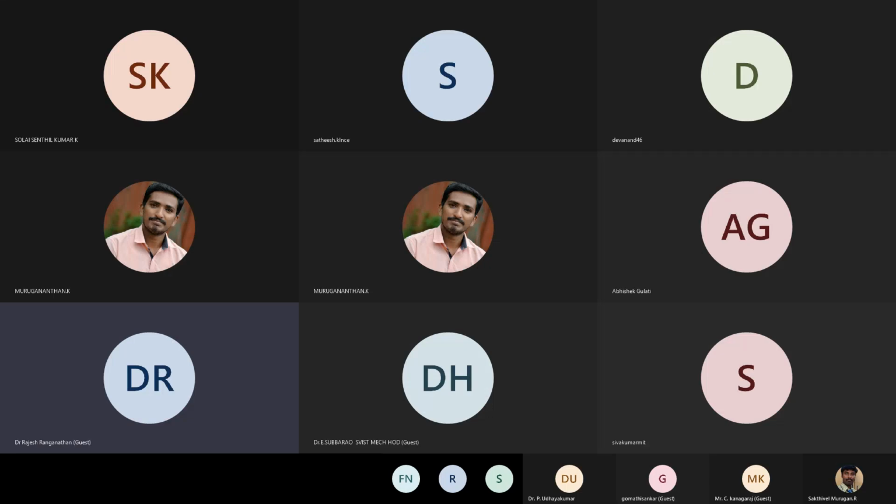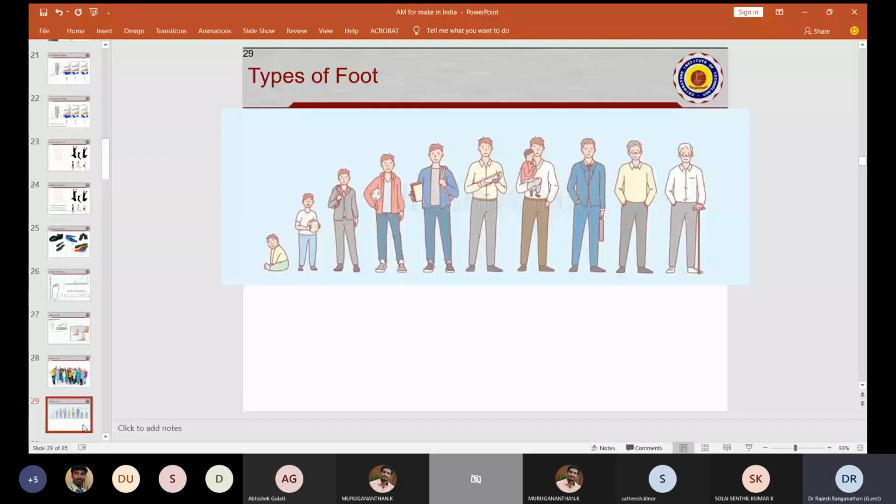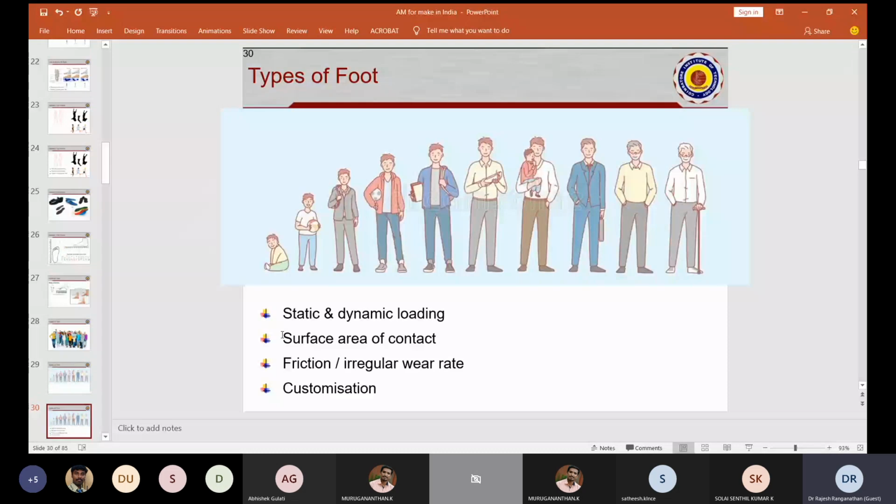The static or the dynamic activity that we undergo. So this much information or complication tends to get involved within simple footwear. That is, we need to consider static and dynamic loading. We need to consider the surface area of contact. We need to make sure the irregular wear rate is balanced. And finally, as we have seen, there is the highest need of customization in terms of footwear. So these are the four major parameters which we considered when it came to the design of this particular footwear.